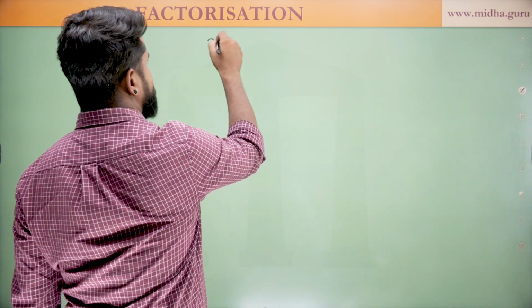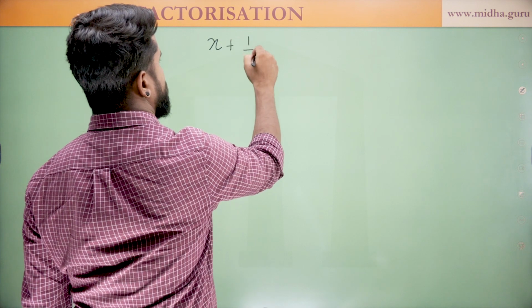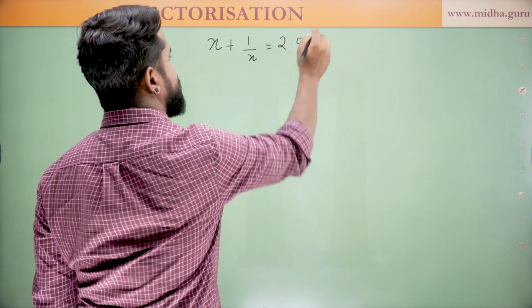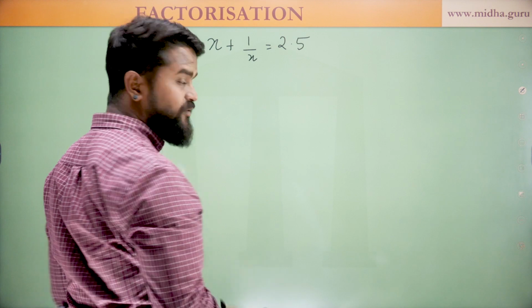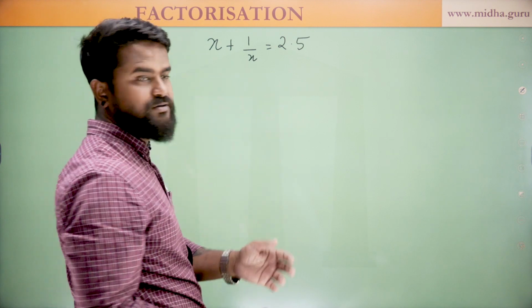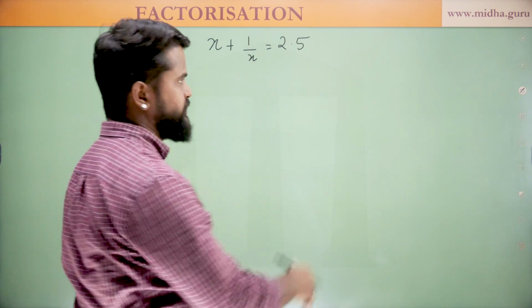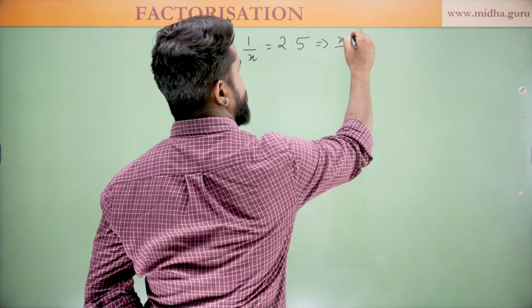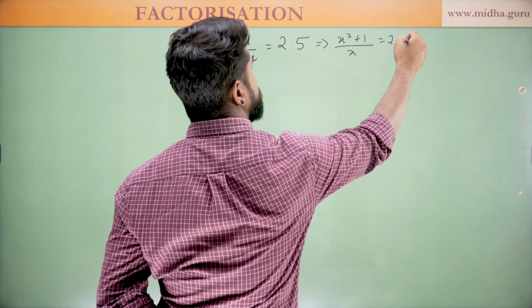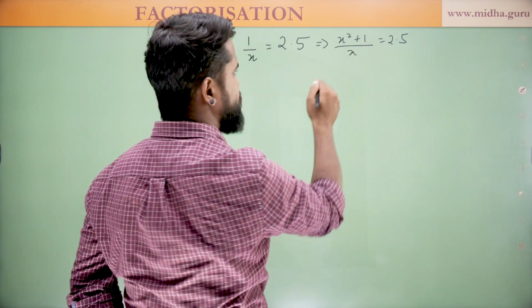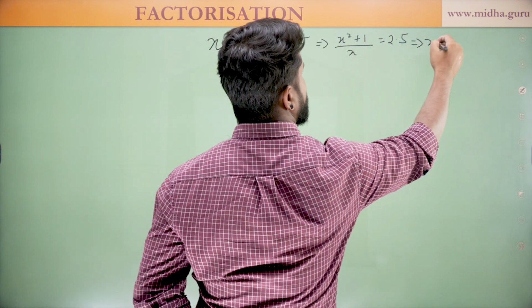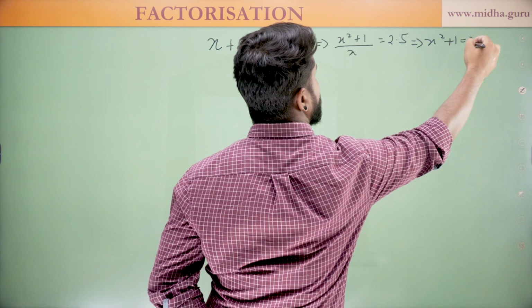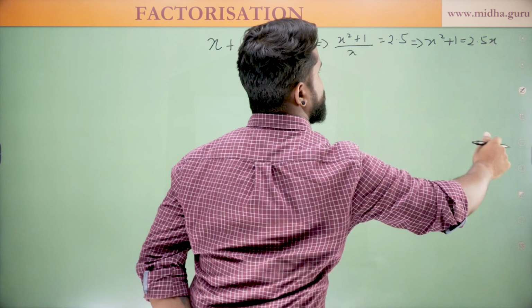Let us take an equation that is x plus 1 by x is equal to 2.5. Before we go ahead, we need to calculate it out because this does not look quite like a quadratic equation yet. So when I take the LCM as x here, I get x square plus 1 is equal to 2.5 x.